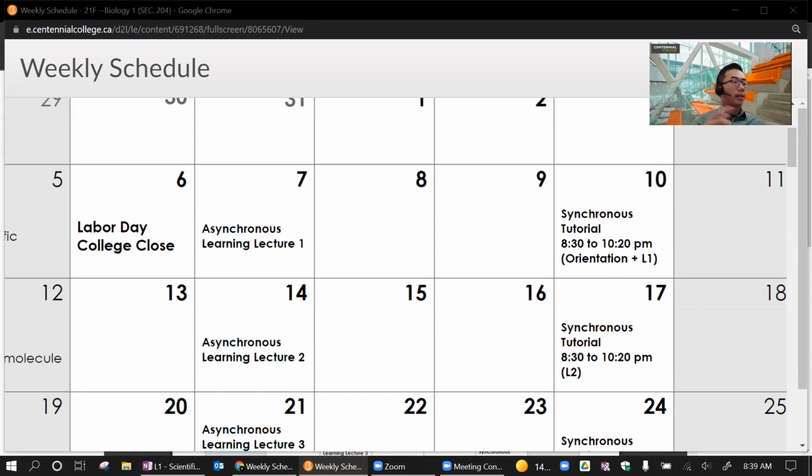Sometimes it looks like I'm looking the other way. That's because I have 2 screens. It's not that I'm distracted or anything. I'm just checking to see if people are posting anything in the chat room or that sort of stuff.